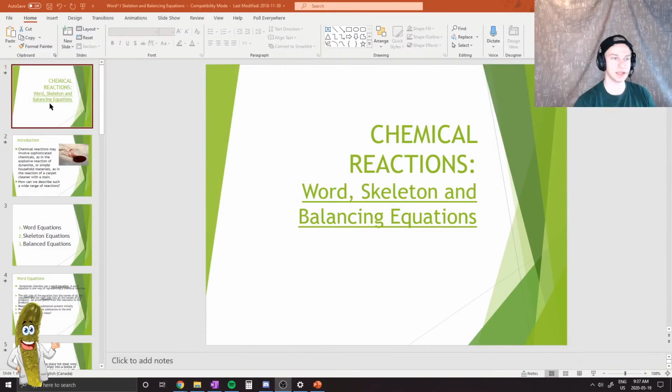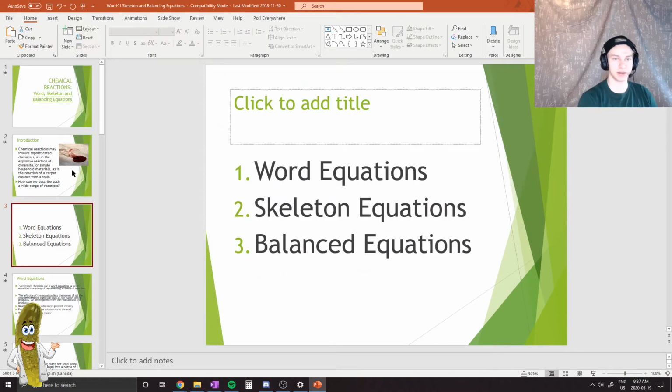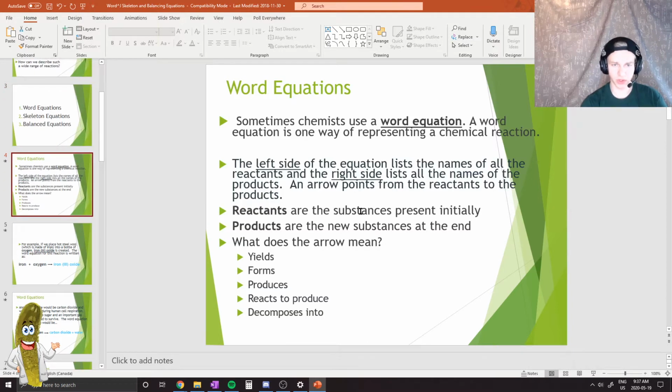The main idea here is that there are three ways that we can represent reactions. One of those is through word equations, one of those is through skeleton equations, and the last one, which we won't get to in this video, will be balanced equations. And so with word equations, sometimes a chemist uses a word equation. A word equation is one way of representing a chemical reaction.